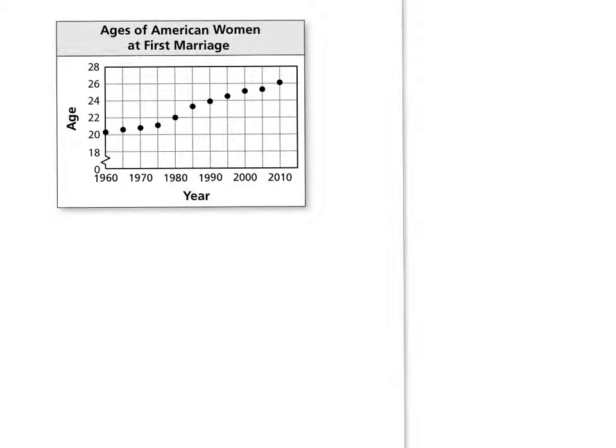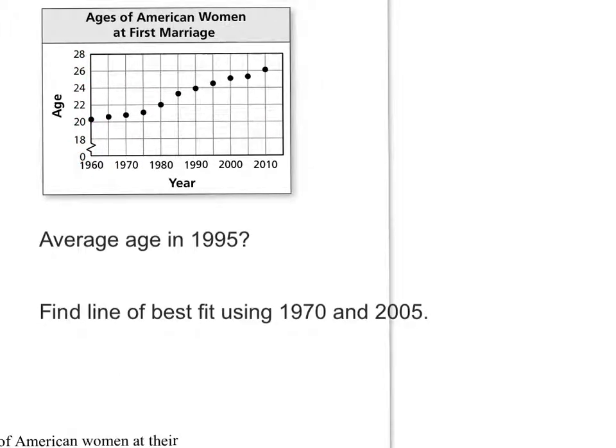So if you had this table, it says the ages of American women at first marriage, and it tells you that in the years, it starts from 1960 and goes all the way up to 2010, and it gives you the average age of a woman who is getting married. So if a question asked you what the average age was in 1995, then you would go from 1960 all the way to 1995, which would be here, and you would go up and you would read that, and it's a little over 24, so we'd probably say that it was 24.5.